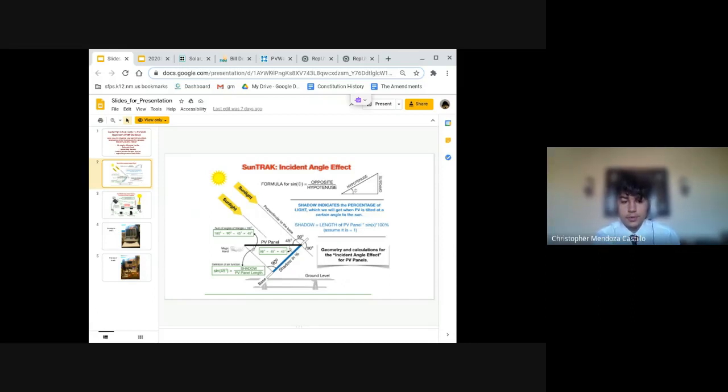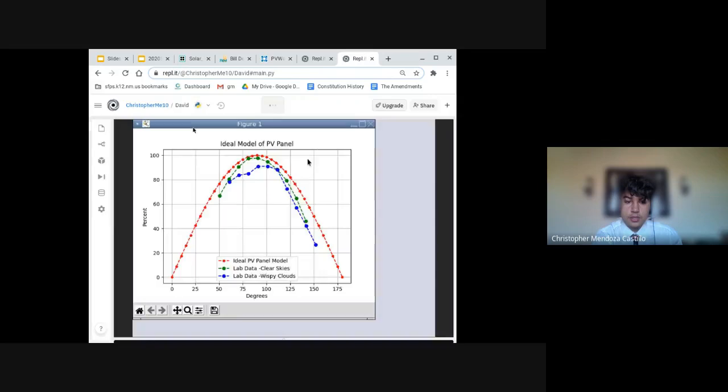In general, what we've learned from this model is that the perfect angle is 90 degrees. This is when the panel produces the most amount of electricity and when the shadow is the biggest. The further from 90 degrees, the smaller the shadow and less energy is produced. The red line here illustrates our ideal model, but David went further and created a prototype.